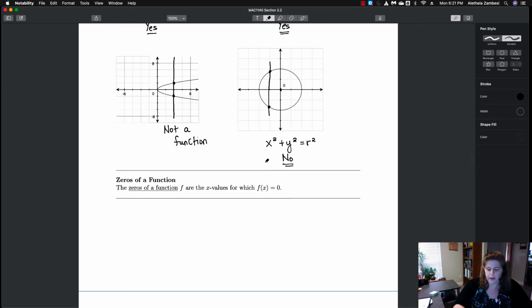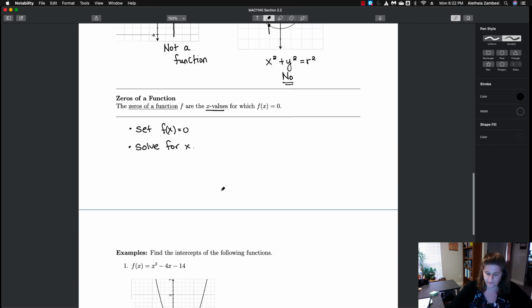Now the zeros of a function are the x values for which f of x is equal to 0. So if we let the y value be 0, then we solve for x to get the zeros of the function. So set f of x equal to 0, and then solve for x. And that's how we find the zeros of our function.